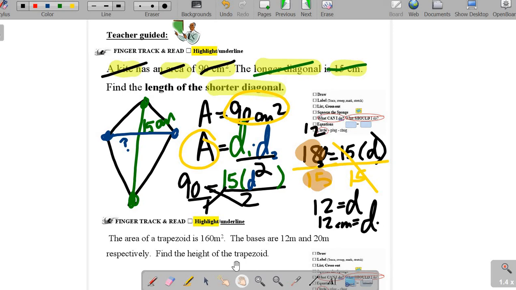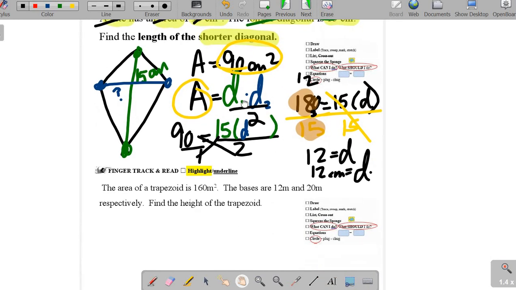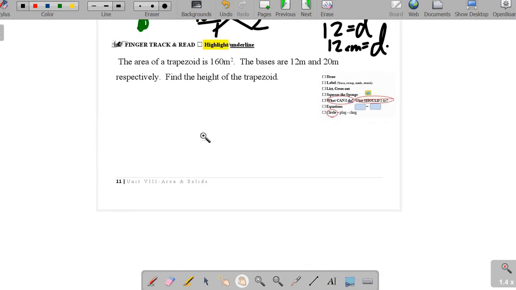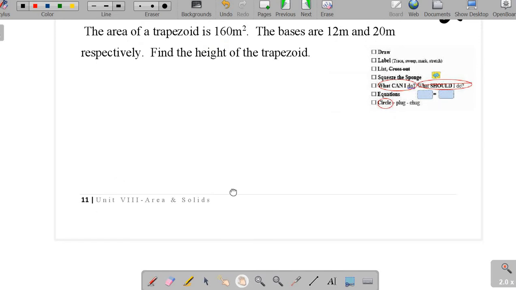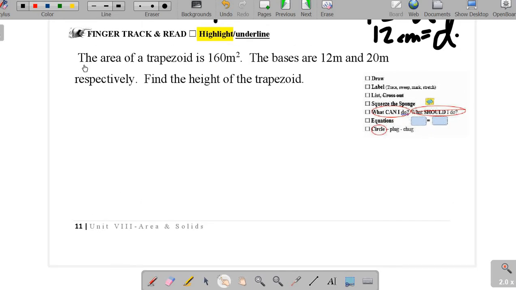Let's try another one. So look at the process. We read out loud, we drew, we labeled, we did an equation, we circle, plug, chugged. Finger right here, read out loud, go. So now we're going to draw, label, list, cross out. We have a trapezoid, we have bases, find the height.